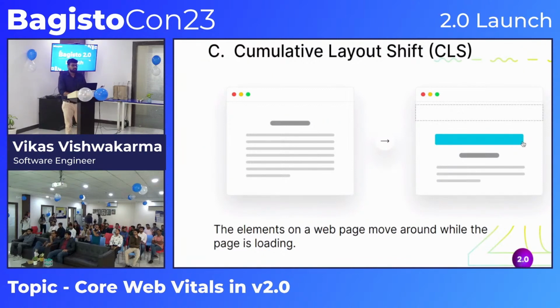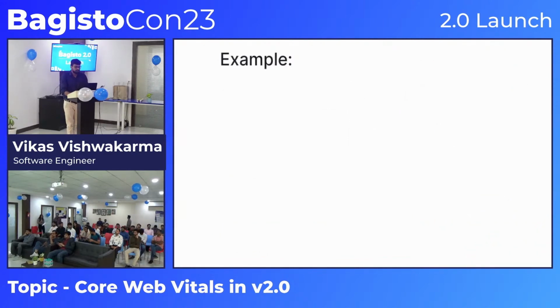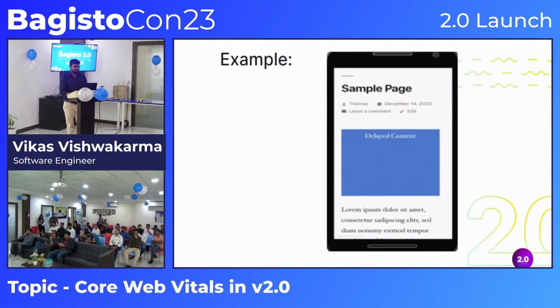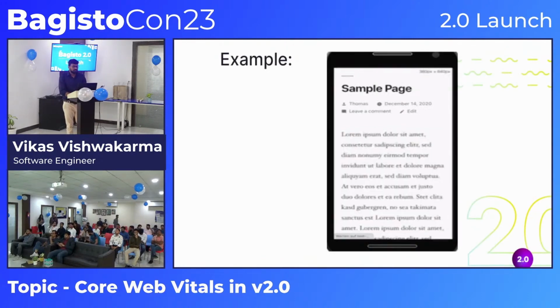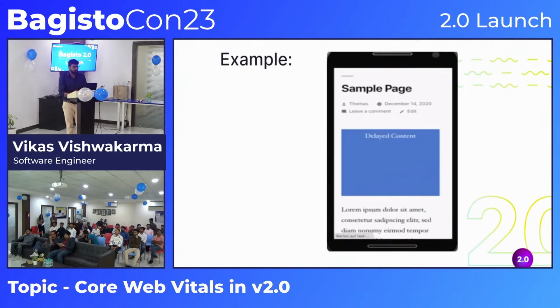Third is Cumulative Layout Shift. Suppose this is a viewport, and at first some content is visible in the viewport, and after some time suddenly a second layout appears in the viewport, and then the first content moves to the bottom. Let's understand with a second example. Suppose you are interacting with this paragraph, and after some time delayed content appears in the viewport, then this paragraph will move to the bottom. This is not good for the user experience. So how do we solve this?